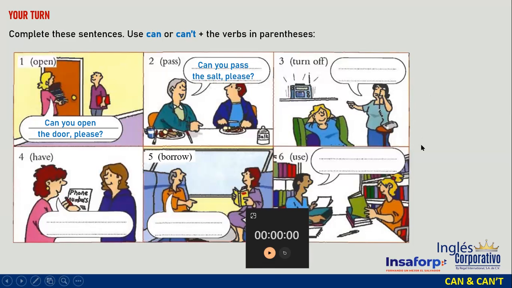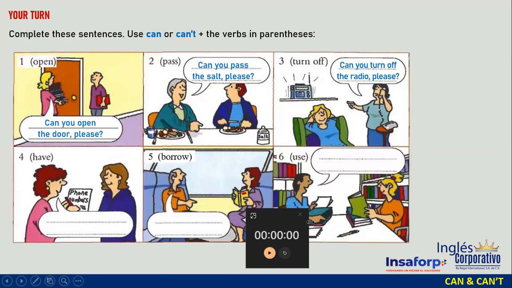Okay, excelente. Number three. Can you turn off one moment, please? El radio, porque es the radio, right? Can you turn off the radio, please? Right? Can you turn off the radio? Because she's talking, ella está, sorry, está al teléfono y está sonando la radio. Entonces, she's asking, right? Can you turn off the radio, please? What about number four?